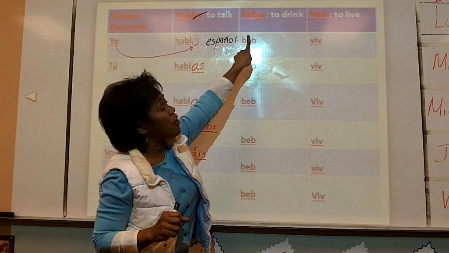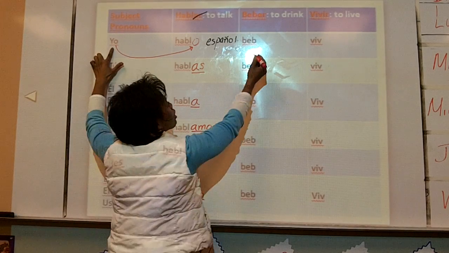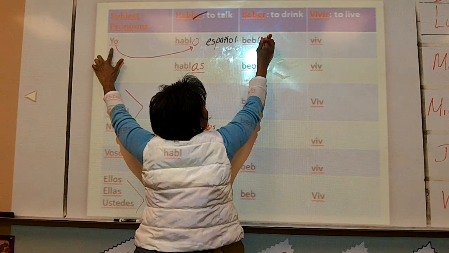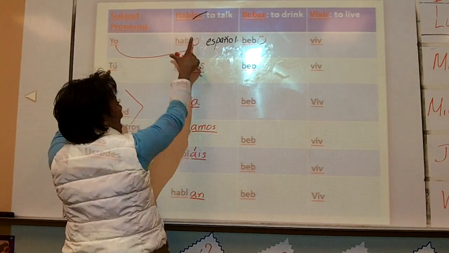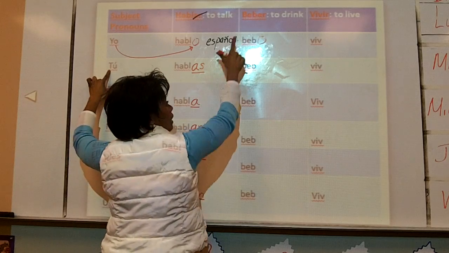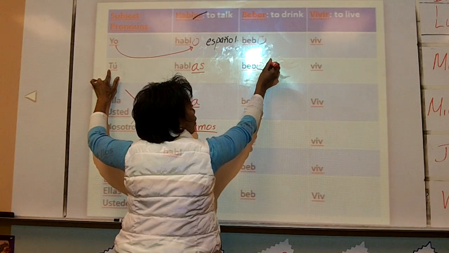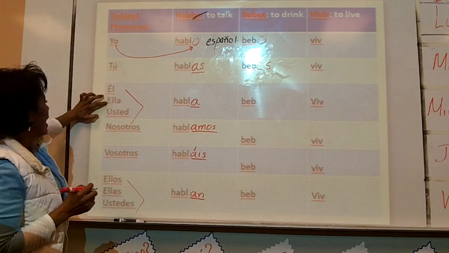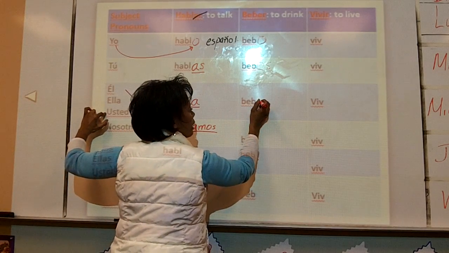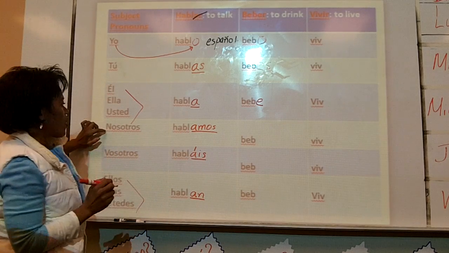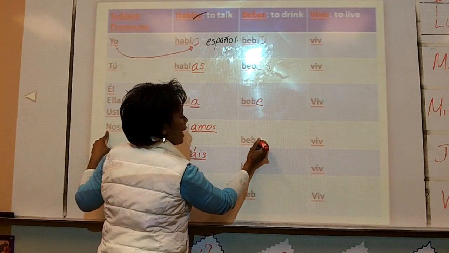Okay, now let's move on to the verb beber, to drink. The ending for yo will always be O. So I have my O here for yo. Now notice how the ending for hablar is AS. For beber, because it's an ER ending verb, the A is going to change into an E, and then I'm going to keep my S. For él, ella, and usted, the ending for hablar is A. The ending, however, would be an E here. The ending for nosotros in hablar is AMOS. The ending for nosotros in beber will be EMOS.